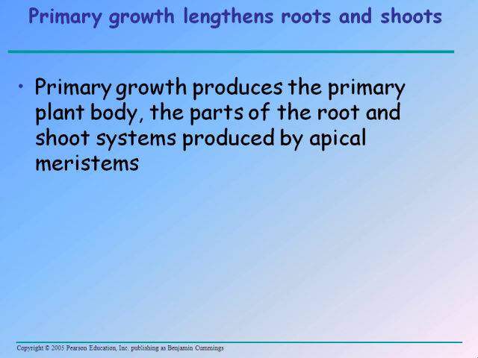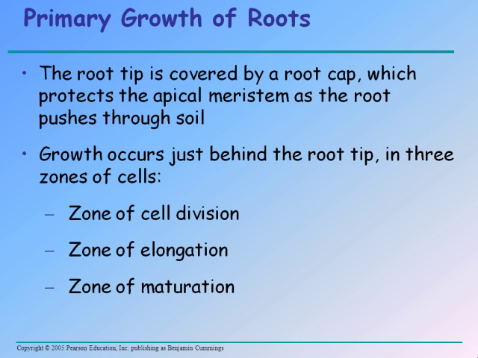So primary growth produces the primary plant body, the parts of the root and shoot systems produced by apical meristems at the root and up. So, primary growth of roots. The root tip is covered by a root cap, which protects the apical meristem because that root has to push through soil. Then just behind the root tip are three zones of cells.